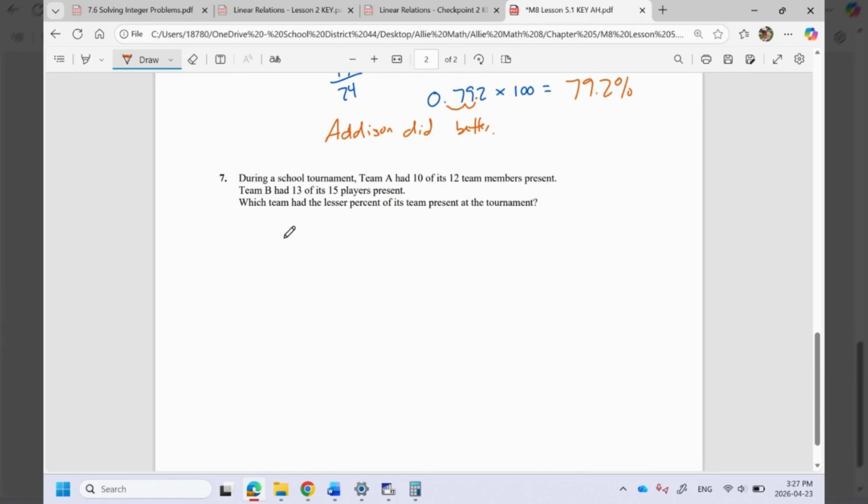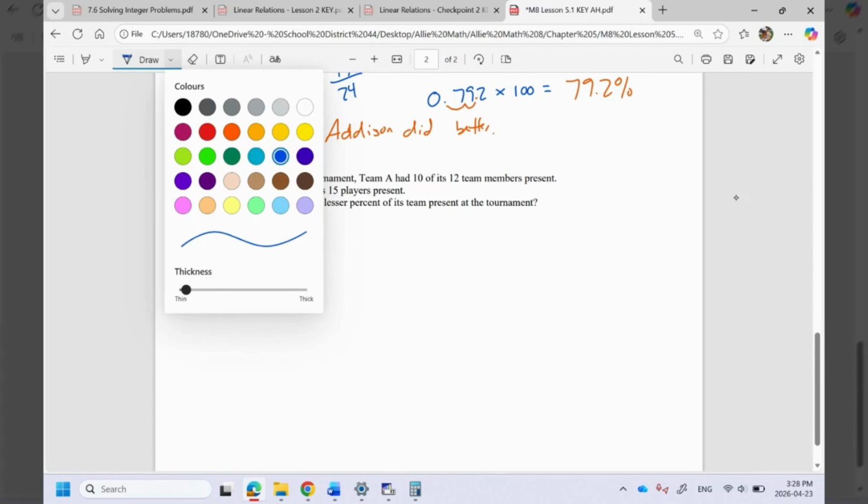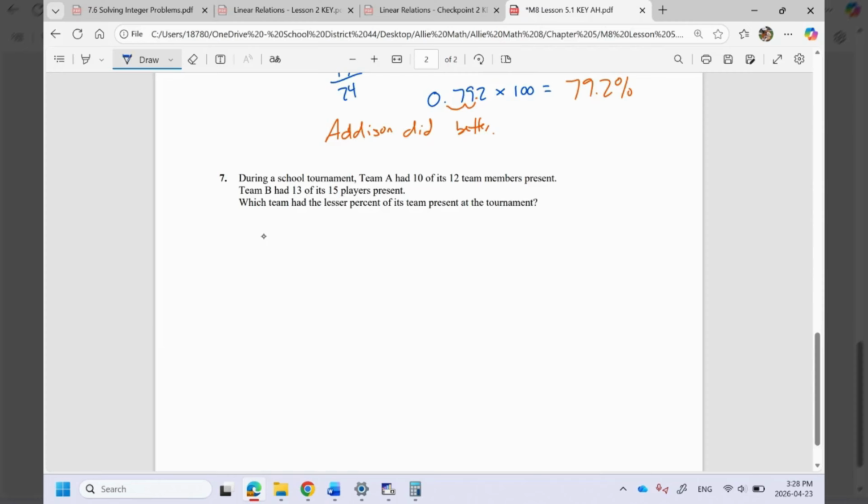Okay, and our last one. During a school tournament, Team A had 10 of its 12 members present. Team B had 13 of its 15 players present. Which team had the lesser percent of its team present at the tournament? So we're comparing 2. We had Team A has got 10 out of 12. And Team B has 13 out of 15 players present. And they want to know what is the lesser percentage.